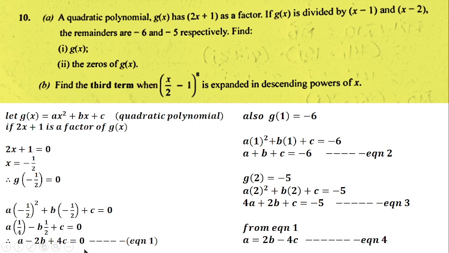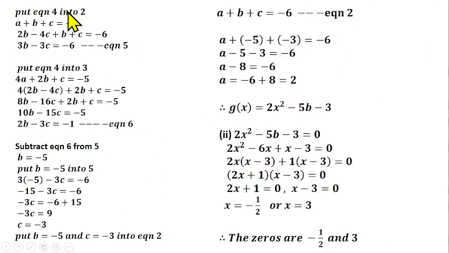So if you make a the subject of the formula from equation 1, you have a is equal to 2b minus 4c, call that one equation 4. Then substitute equation 4 into 2 and 3. So put equation 4 into equation 2 first. So equation 2 is a plus b plus c equals to minus 6.